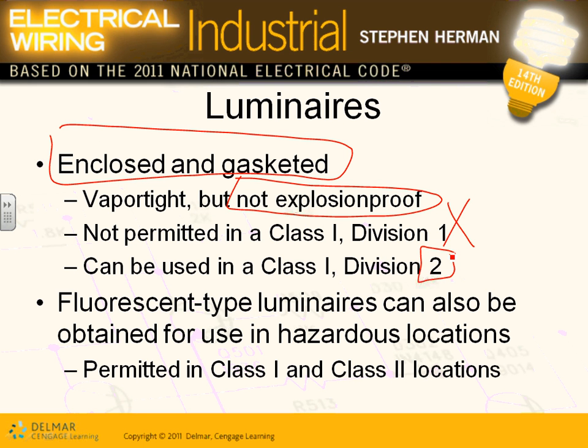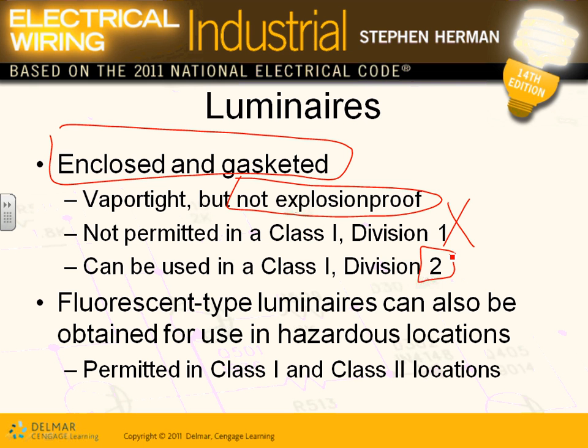If it's Class 1 Div 1, for the most part, it can be used anywhere else. See, the hazard, the Class 1 Div 1, is the worst. If it meets the worst, guys, it meets anything else. But do you see what I mean? If you have something that meets the worst scenario, which is Class 1 Div 1 explosion proof, can I put it anywhere else in this hazardous triangle? Yep.